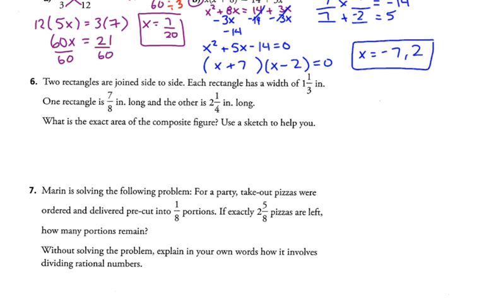So let's try and draw a picture in this problem when it says a rectangle. 2 rectangles are joined side to side. Each rectangle has a width of 1 1/3 inch. One rectangle is 7/8 of an inch long, and the other is 2 1/4 inches long. What is the exact area of the composite figure? Use a sketch to help you. So first, let's draw it. Composite means more than one shape put together. So let's draw this. We have 2 rectangles side by side.